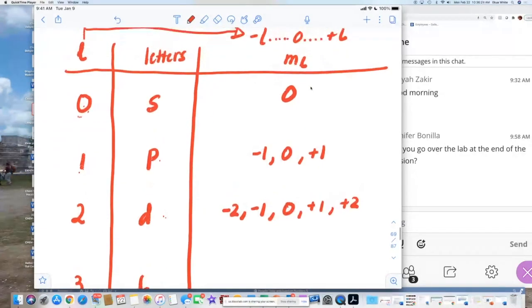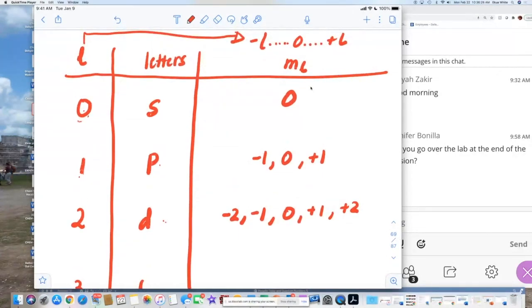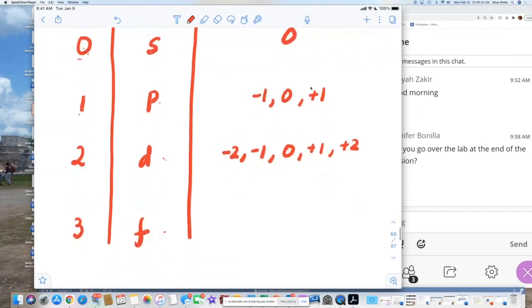So you see how I'm obeying the format here. Start with negative L, add 1 each time until you get to 0. Keep adding until you get to positive L. And that gets you here. -3, oops, I need the space. -3, add 1, -2, add 1. So I'm starting at negative L, right? -1, add 1, 0, add 1, +1, add 1, +2, add 1, +3. You get to positive L, okay?